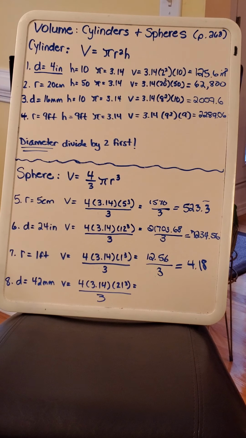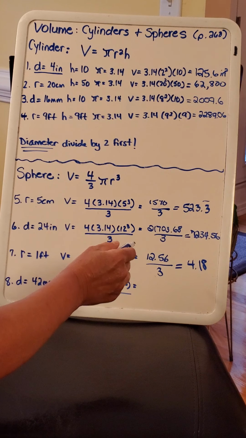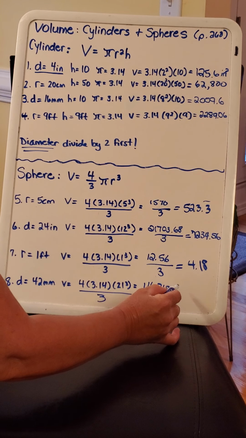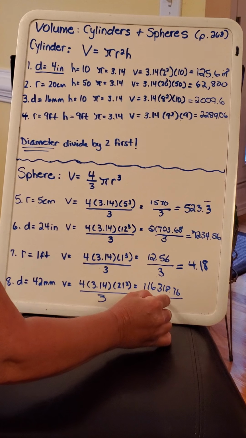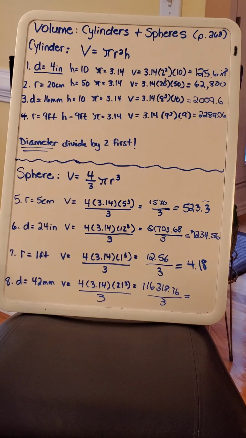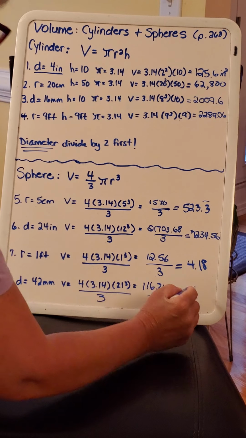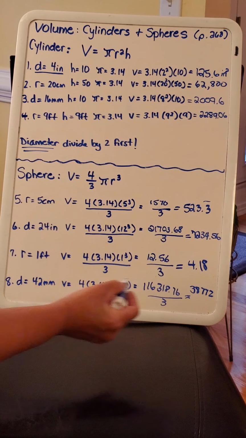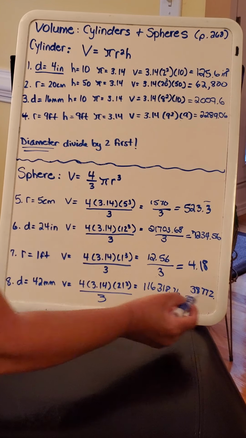All right, for the last one, they gave us diameter, so I took it and divided it by 2 and got 21. 21 cubed is 9,261 times 3.14 times 4 is 116,318.16 divided by 3 is 38,772. Okay. Millimeters cubed.